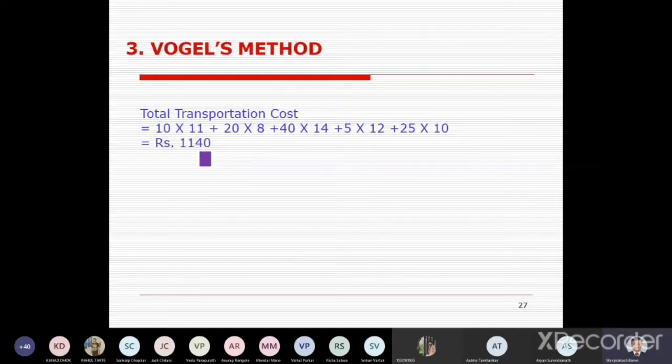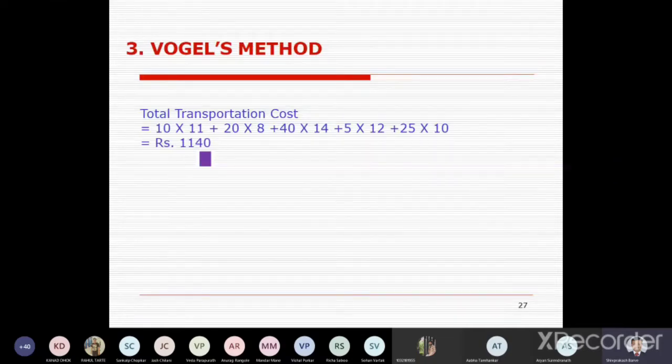So if we compare these 3 methods, it indicates that if you use the northwest corner method randomly, without considering the cost, and you transport units from plants to warehouses, in that case you have to pay more, and our aim is to save the transportation cost.